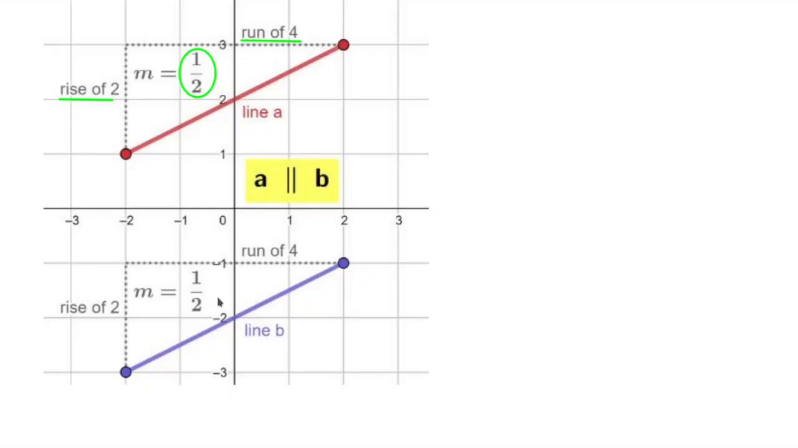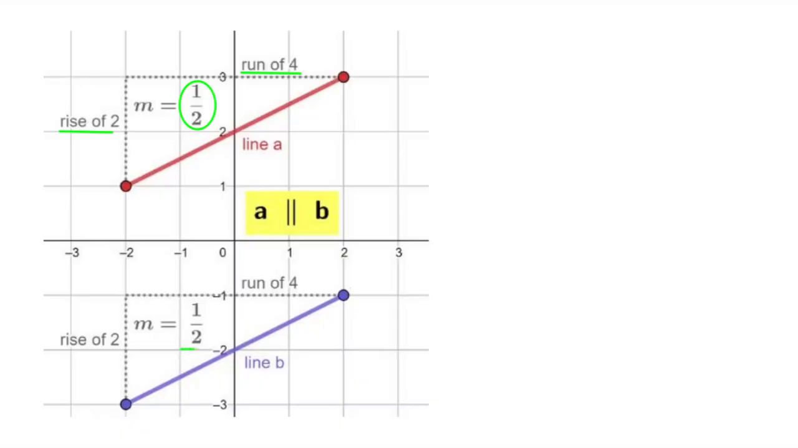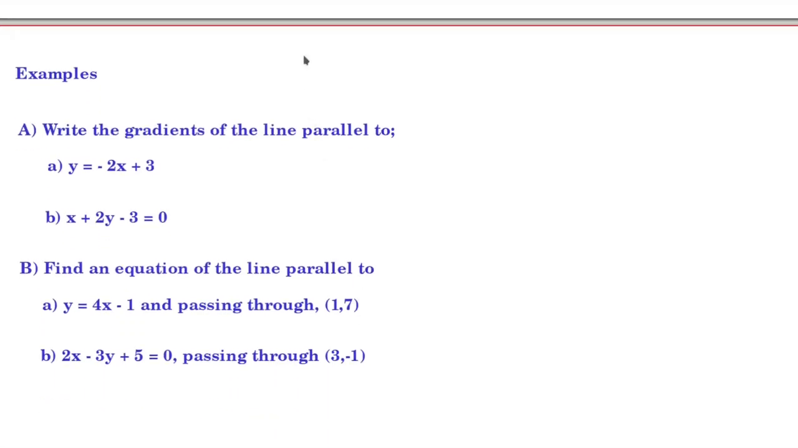Let's also check the blue line here. The blue line also has a gradient of 1 over 2 because its rise is 2 and its run is 4. So 2 and 4 simplifies to 1 over 2. So two lines, once they are parallel to each other, will have the same gradient. Let's check the following examples.